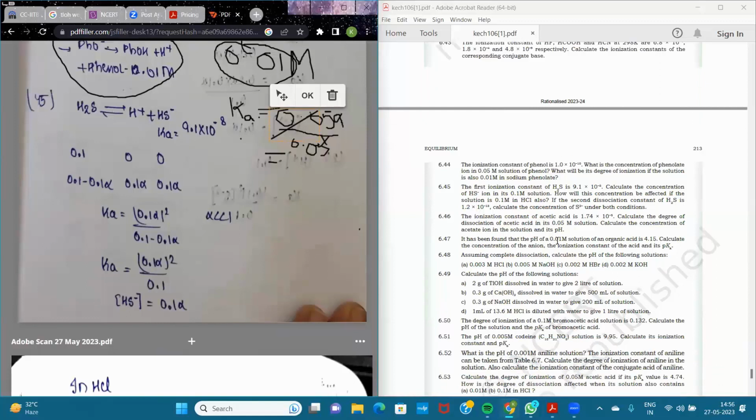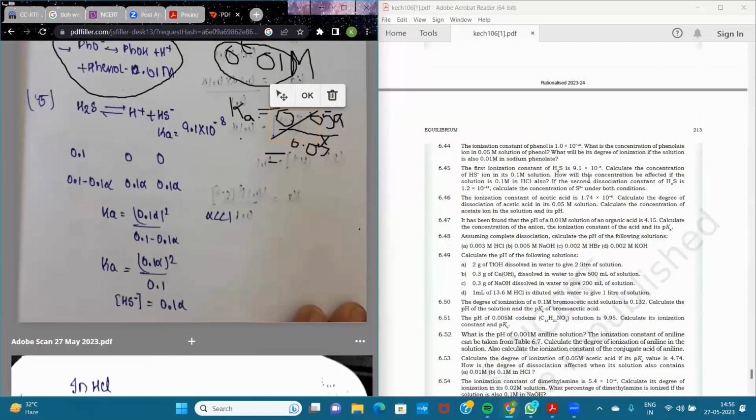The first ionization constant of H2S is 9.1 into 10 power minus 8. Calculate the concentration of HS minus ion in a 0.1 molar solution. How will this concentration be affected if the solution is 0.1 molar in HCl also? The concentration of H2S is given as 0.1 molar, and the first ionization constant, as it can ionize twice because it has two hydrogens, is 9.1 into 10 power minus 8. This is 0.1, this is 0, and this is 0. This is the initial condition.